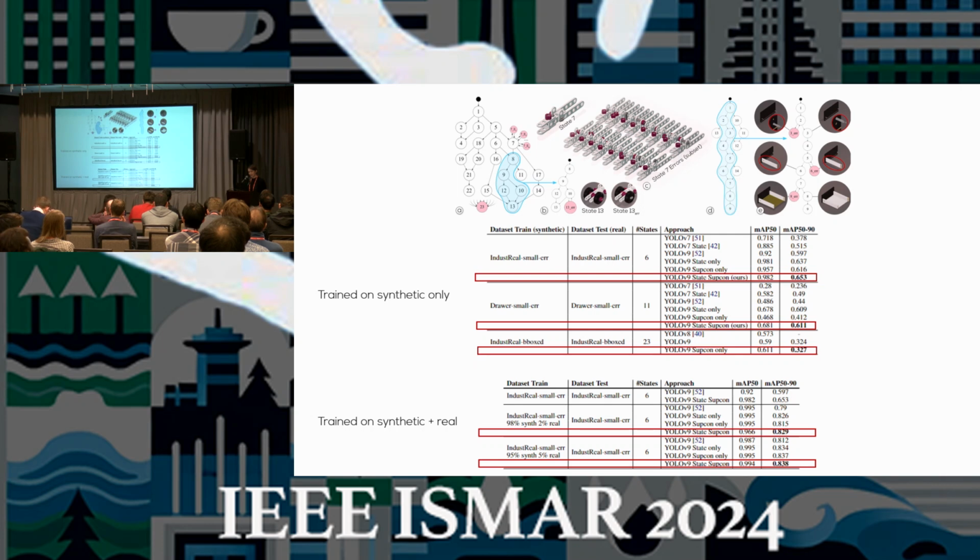We use these two data sets for evaluation: a subset of this industrial public data set, as well as the data set with the drawer that we generated. We compare YOLO version 7 from related literature with YOLO version 9 enhanced only with the contrastive loss, only with the state-aware module, and with the combination of these. This improves the mean average precision when training only on synthetic data, but also when adding a bit of real data, so 2% or 5% real data mixed with the synthetic data.